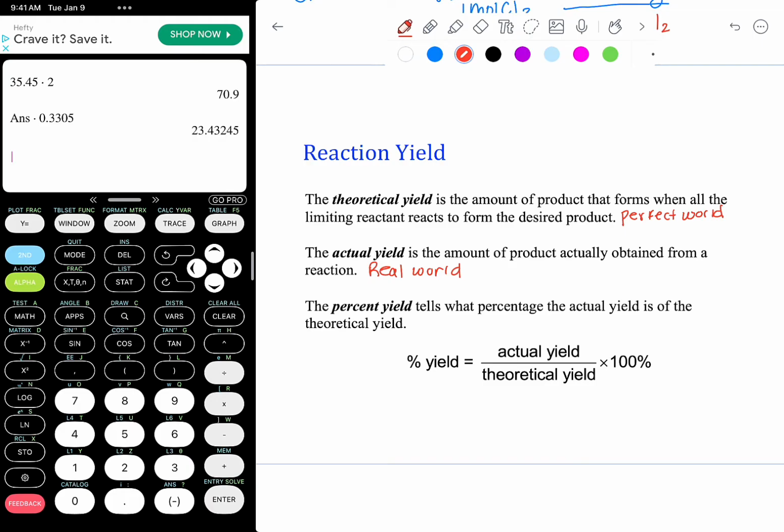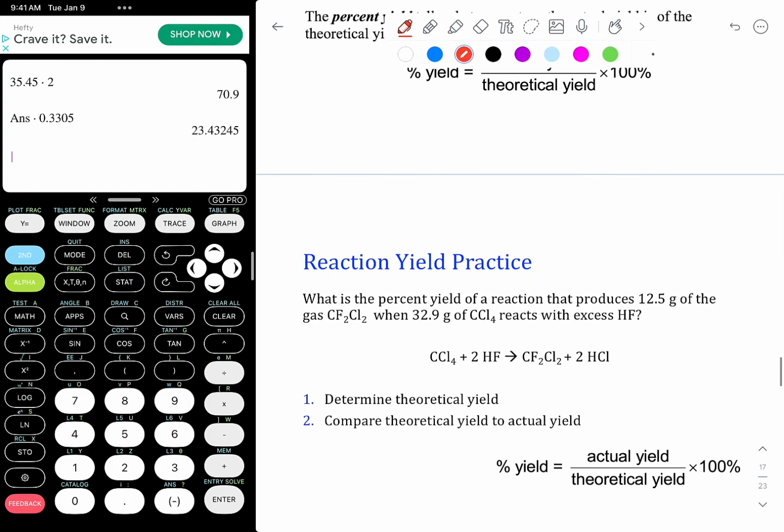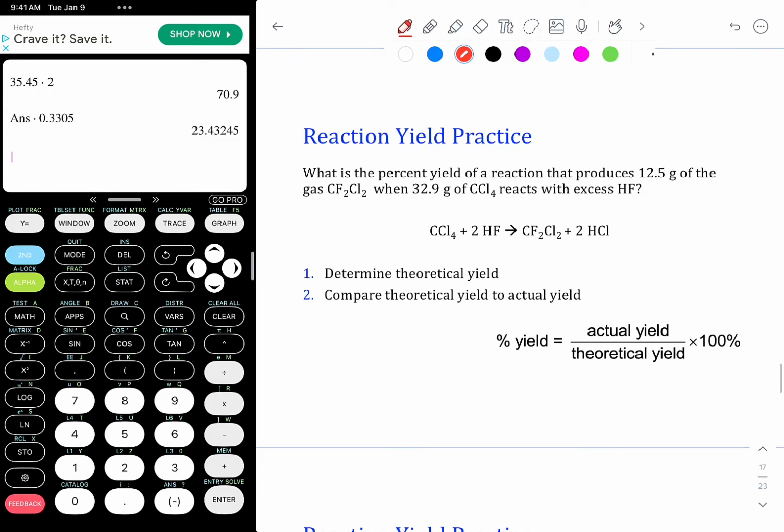Think of it like a test. Okay, we want to get 100 points. Our actual yield is however many points we actually get. Okay, the closer we are to that theoretical yield value, in this case 100 points, the better our yield is going to be and the better the reaction was. So a high yield, a high percent is good. A low yield, a low percent is bad. Okay, so let's look at a few examples of this.